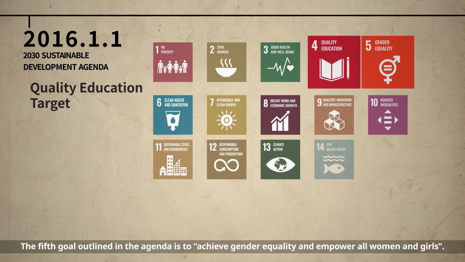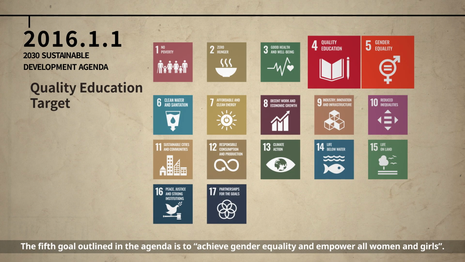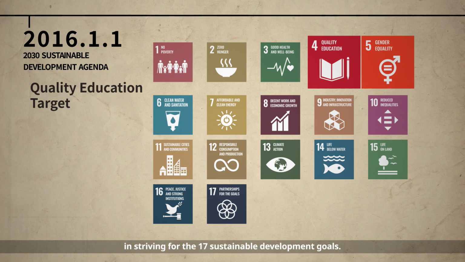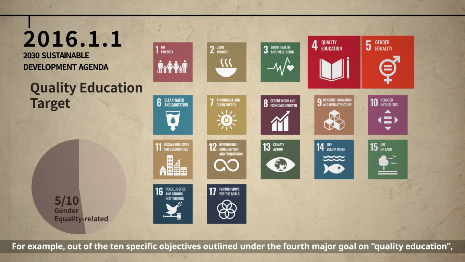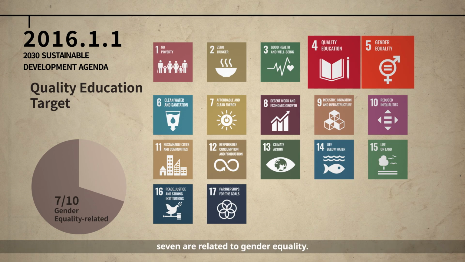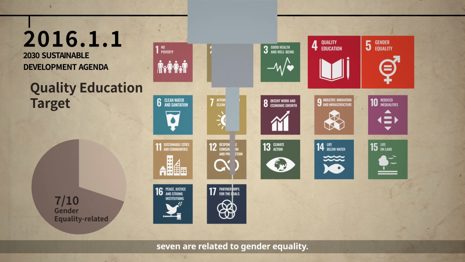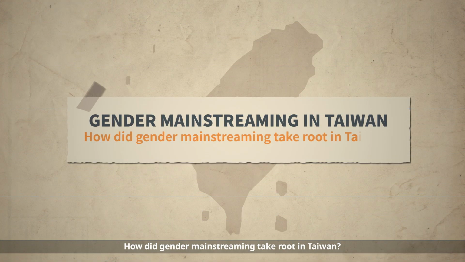Since 2016, the UN member states have been actively promoting the 2030 Agenda for Sustainable Development. The fifth goal outlined in the agenda is to achieve gender equality and empower all women and girls. Gender mainstreaming was again highlighted as a crucial strategy in striving for the 17 Sustainable Development Goals. For example, out of the 10 specific objectives outlined under the fourth major goal on equality education, 7 are related to gender equality. How did gender mainstreaming take root in Taiwan?